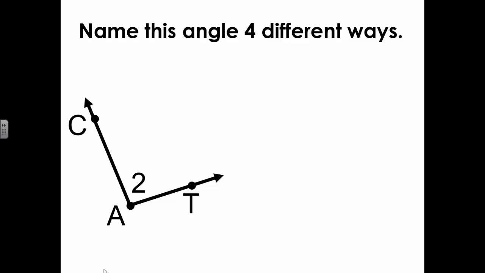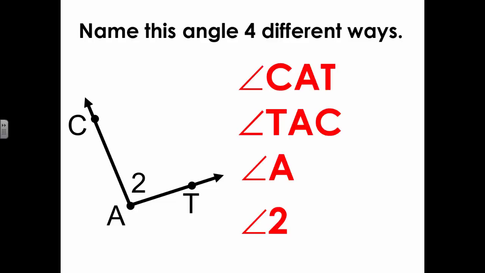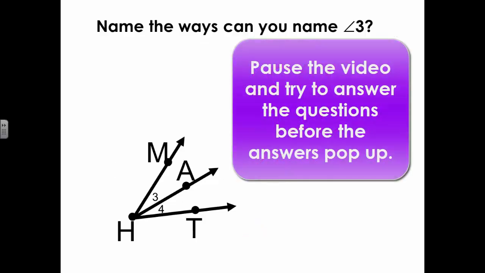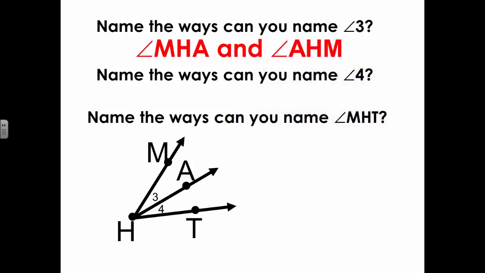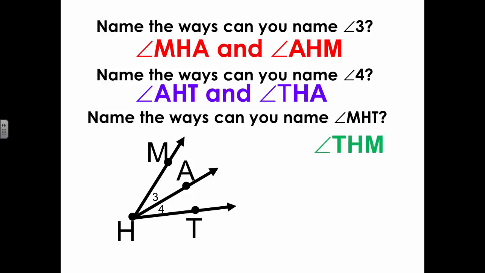When naming an angle, you need 3 letters, where the second letter is always the vertex. The number 2 in this problem is not an angle measurement, it's a way to name the angle. For that last problem, you cannot use the numbers 3 and 4 to name angle MHT. We also cannot use a single letter to name any of these angles because there can only be 2 rays in an angle in order to use a single letter.